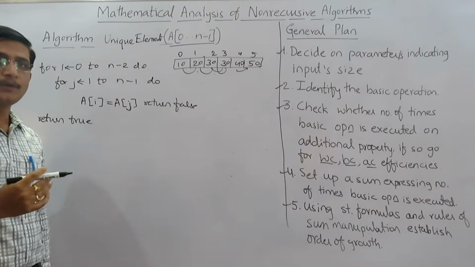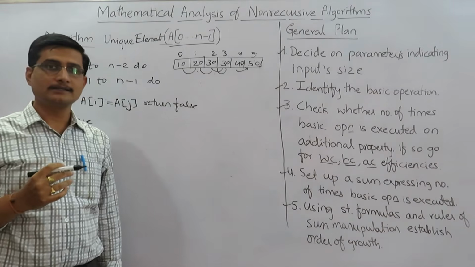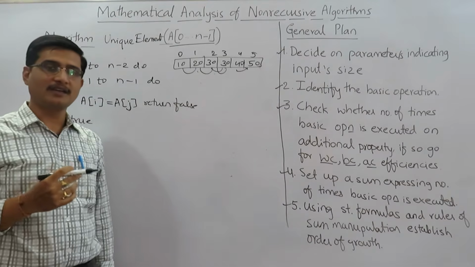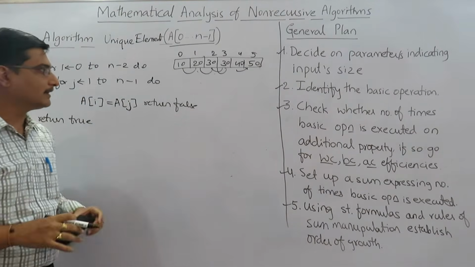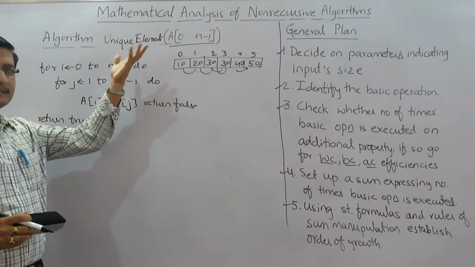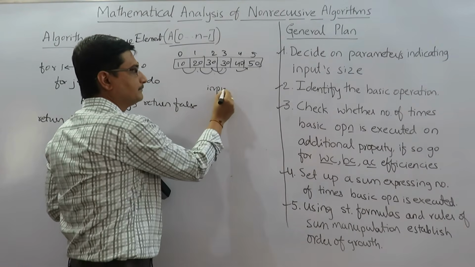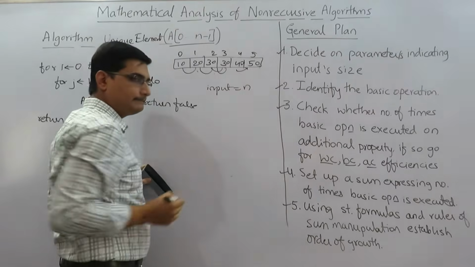What is the first step? We need to identify the size of the input. We need to decide on the parameters which indicate the size of the input. Here there is only one parameter, that is the number of elements in the array. Again, the input size is equal to n.